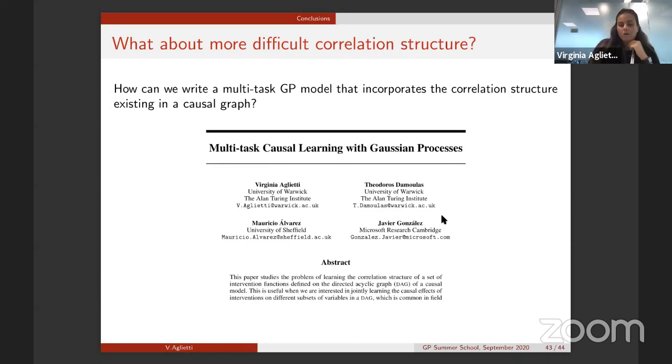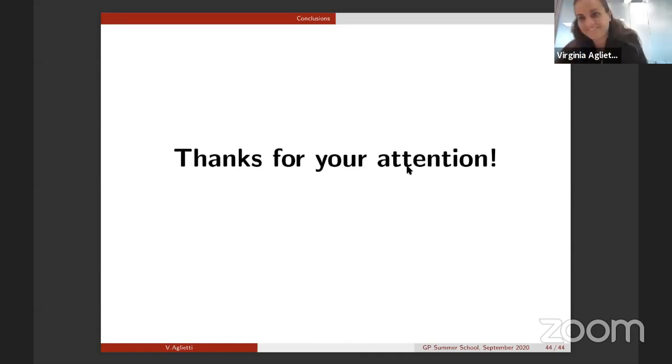We saw how different GP models can be developed to account for correlation across intensities. What if you want to develop a multitask model that incorporates a specific correlation structure that is given in a causal graph? We'll discuss that tomorrow, so I'm looking forward to seeing you all there. Thank you.